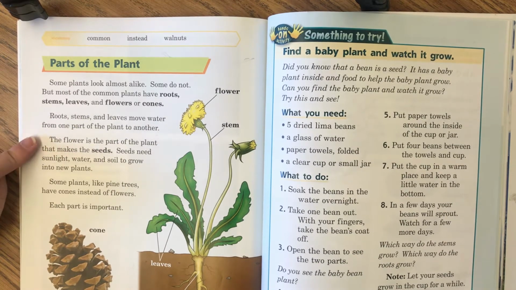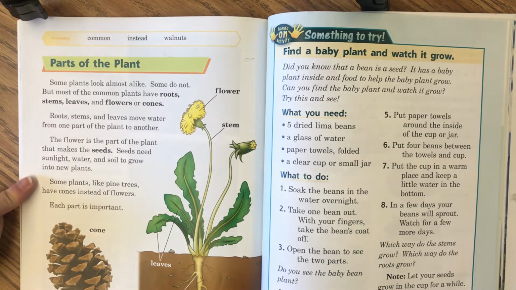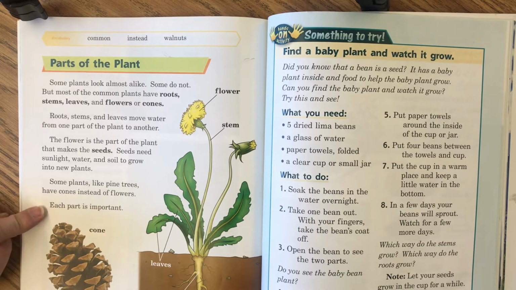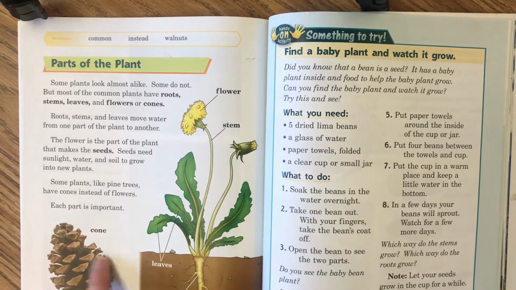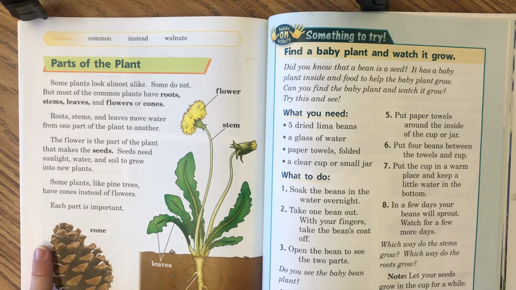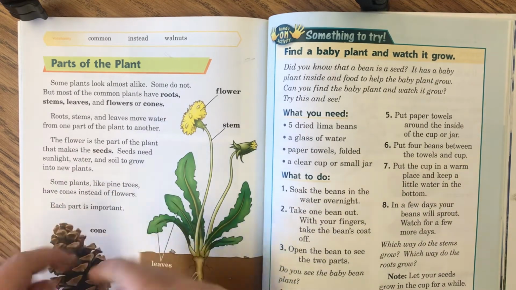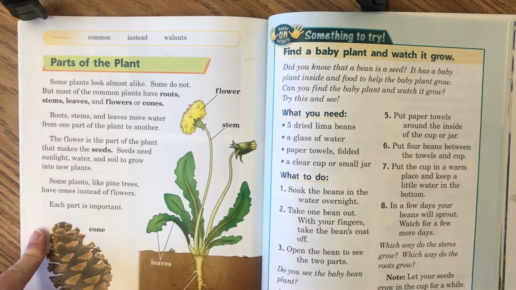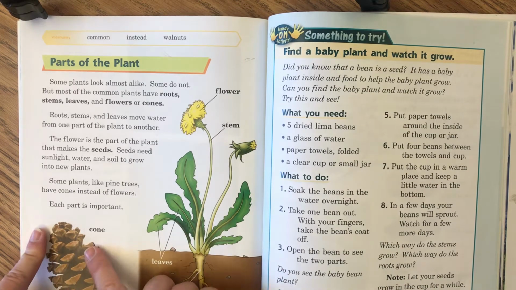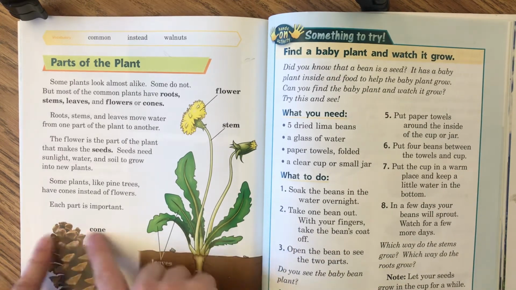What does the flower make? The seeds. Seeds need sunlight, water, and soil to grow into new plants. Some plants, like pine trees, have cones instead of flowers. Each part is important. So here's the cone, and when you find pine cones outside in your yard under trees and stuff, if you pull the little parts apart, you'll find a little seed inside. It hides in between there, and the cone is what protects the seed.